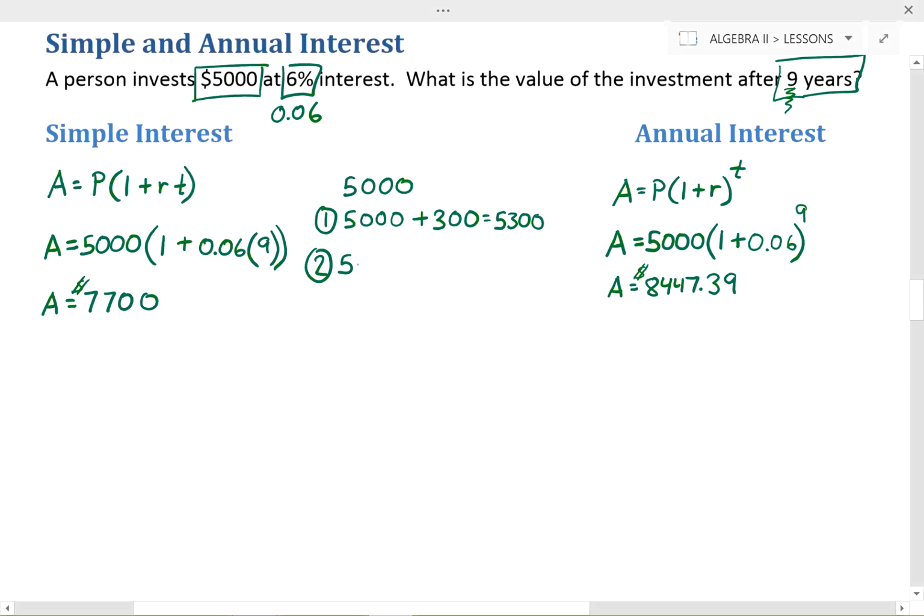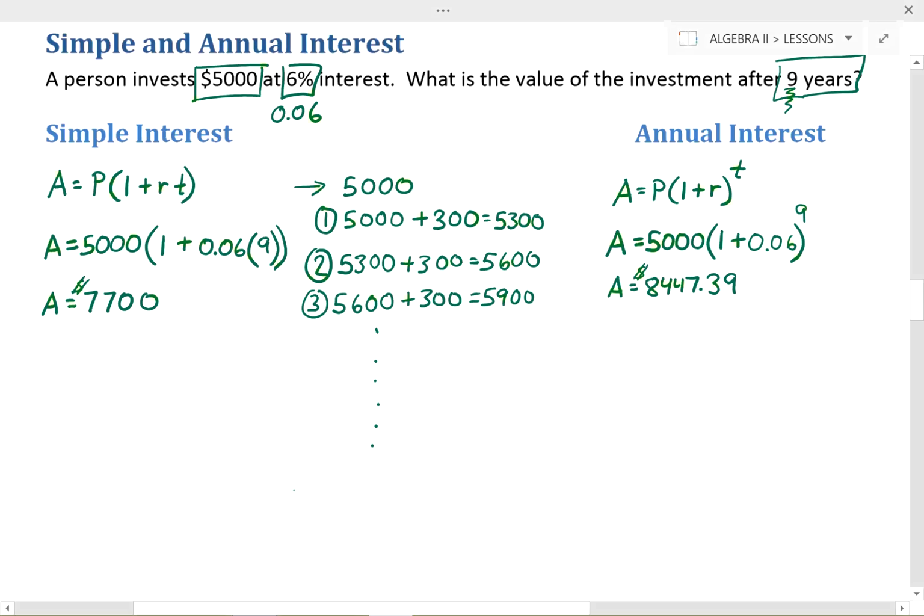Now at the end of 2 years, you get to collect that 6% interest again. However, it does not calculate the interest off of your new $5,300. In simple interest, it always calculates off of your original principal. So every year, you're just making an additional $300. So at the end of 2 years, you have $5,600. So at the end of 3 years, you've got your $5,600 plus, again, another 6% of $5,000, your original principal, brings you up to $5,900.